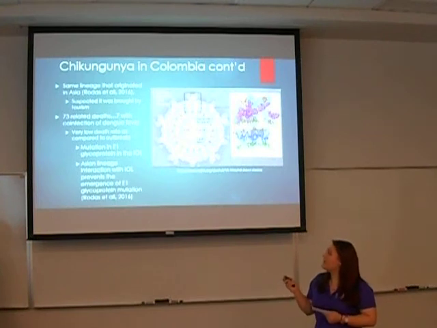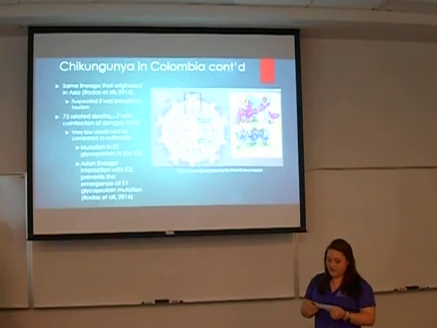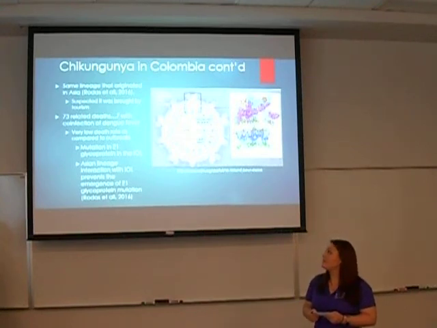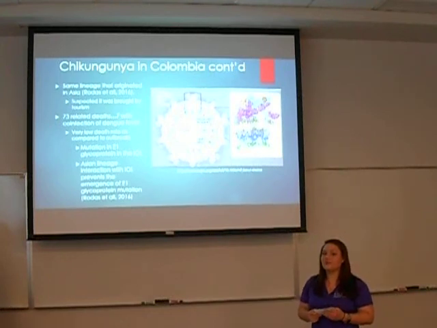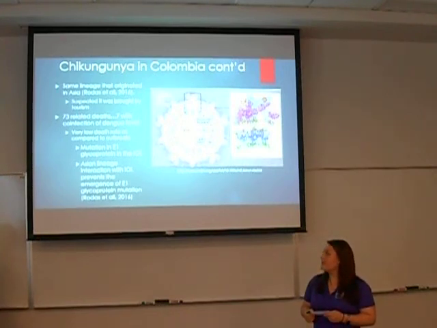And the Rodas article found that it was the Asian lineage that moved over to Colombia. So it moved over from the Pacific into the Americas. And a good thing about this is the fact that there were only 73 deaths related to the chikungunya virus, and 7 of them were related to co-infection with dengue. Mackenzie already talked about how dengue seems to be a little bit more deadly than chikungunya. So this was actually a very low death rate compared to other outbreaks of chikungunya, and this does have to do with the different glycoprotein spikes.